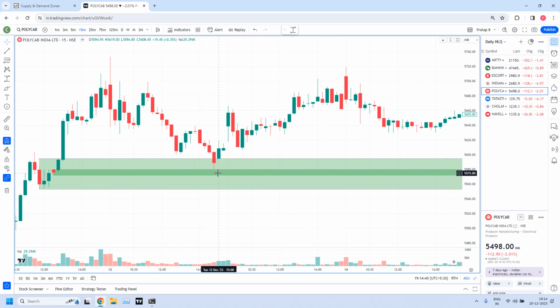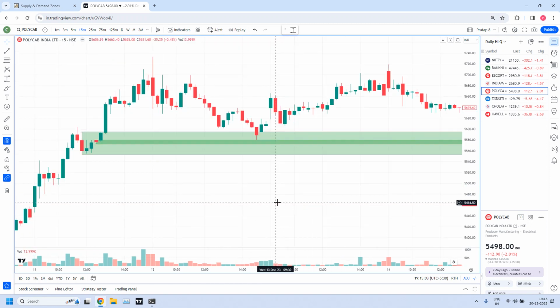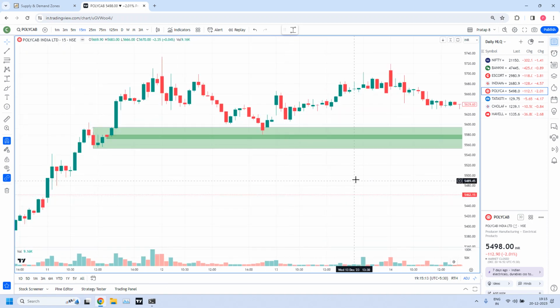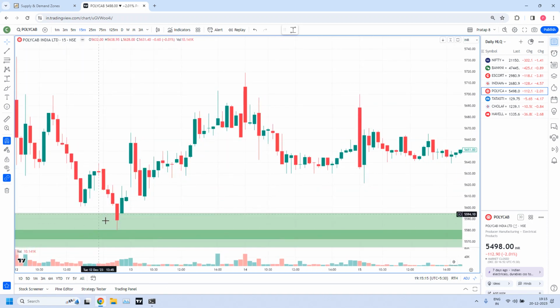It gave an entry. It's not exactly an entry, narrowly missed, but it is almost, because sometimes what we do, we place our orders at least a few rupees before this, because this is a 5,580 rupees stock. Definitely you can add a 5 to 6 rupees buffer before this for taking the entry. These buffers are for taking the entry. Generally most of the times we use 0.1%. Okay. That way we would have got an entry.